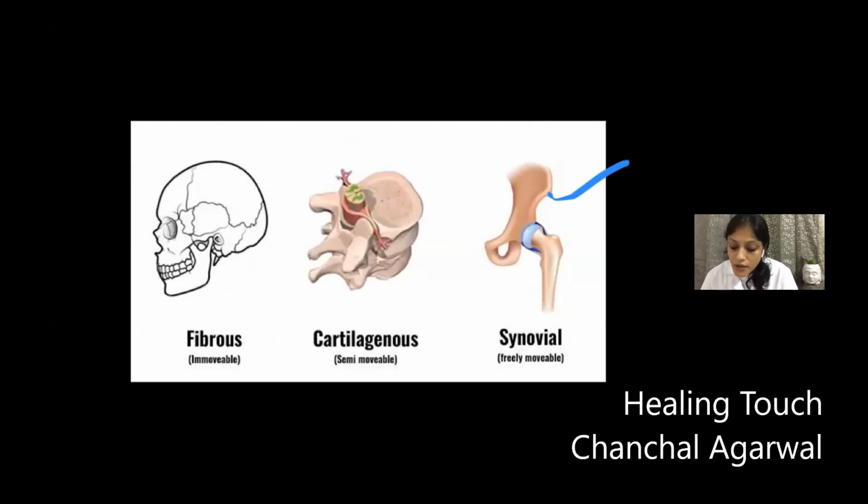ठीक है? Now synovial joint is not yet over. Why not yet over? Because the synovial joint can be of many types. There can be many types of synovial joint. What are the different types of synovial joint? First, see this picture, and then we'll come into the detail of it. See this.